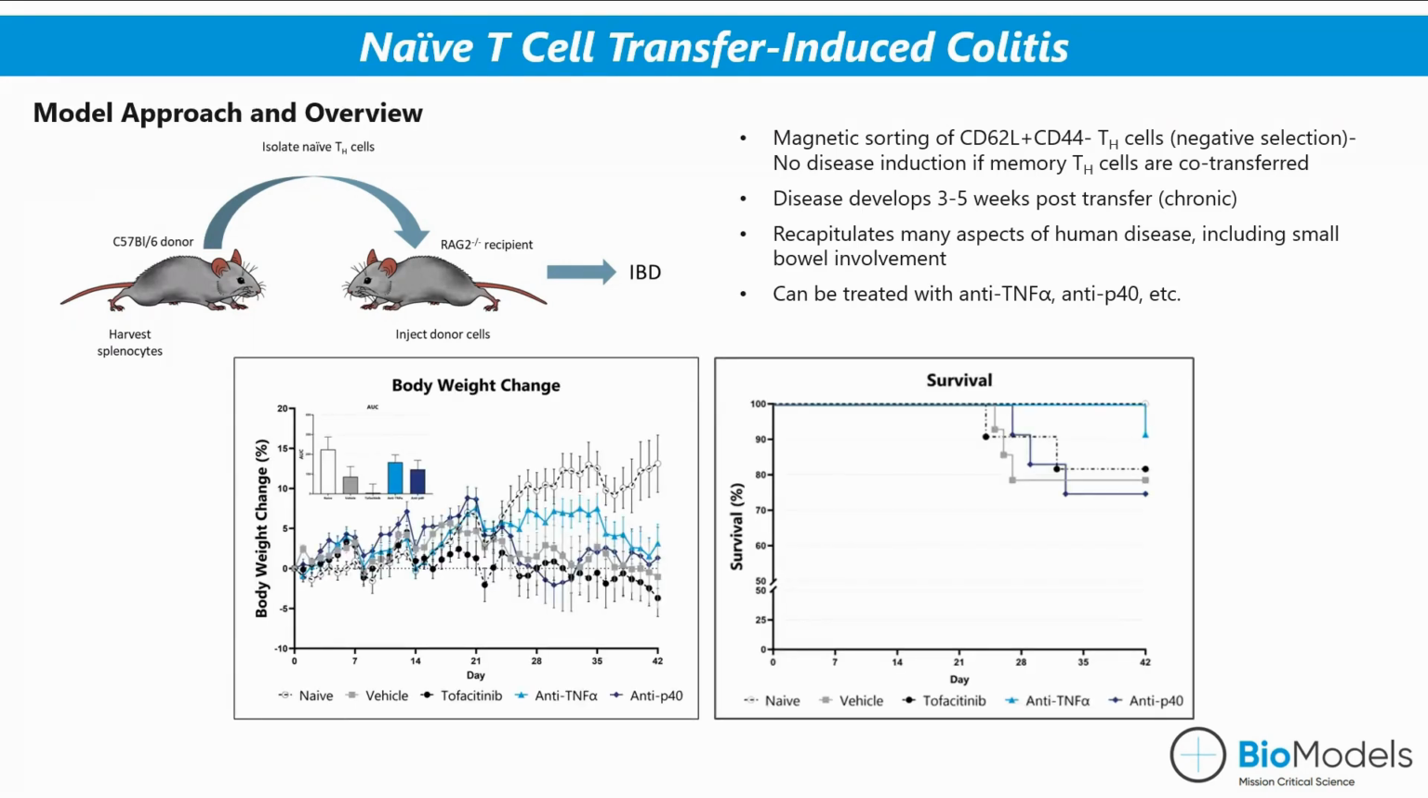Body weight loss begins around day 21 and progresses over the course of the study. Survival is also affected and serves as a key readout in this particular model. Here, we can see that treatment with anti-TNF-alpha, but not anti-p40 or tofacitinib, results in a reduction in both body weight loss and mortality compared to the vehicle control group.